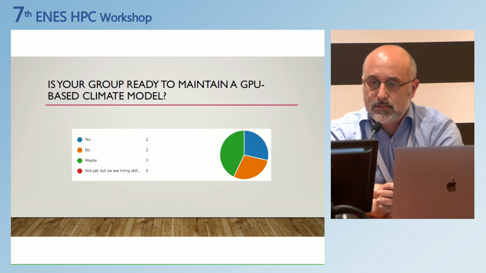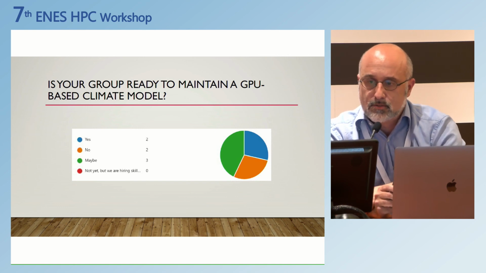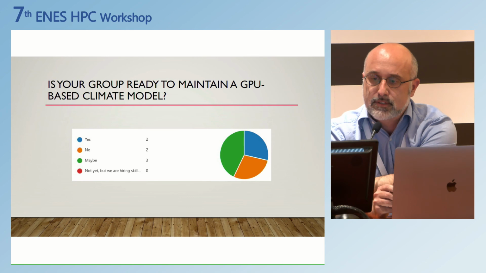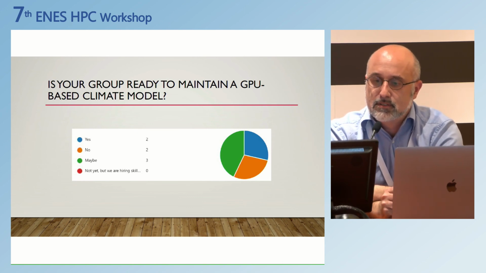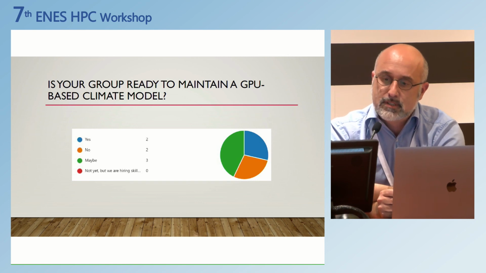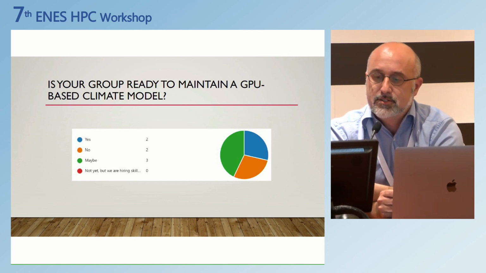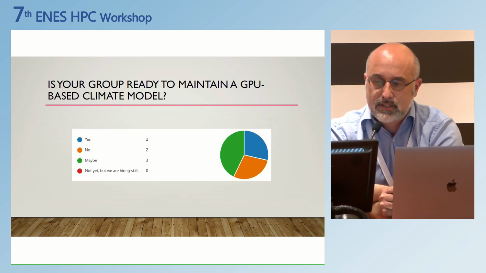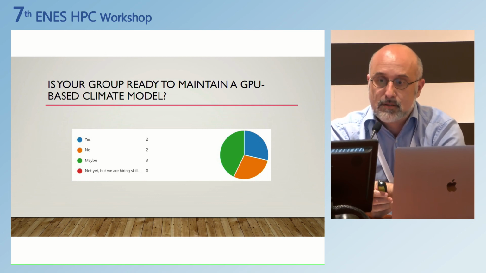Then we have also asked whether the group is ready to maintain a GPU-based climate model. Here we have a different distribution of the answers. Even if 4 institutions are planning to invest in the architecture, only 2 are actually ready to maintain it, meaning the group has the expertise and skills to maintain GPU-based climate models.